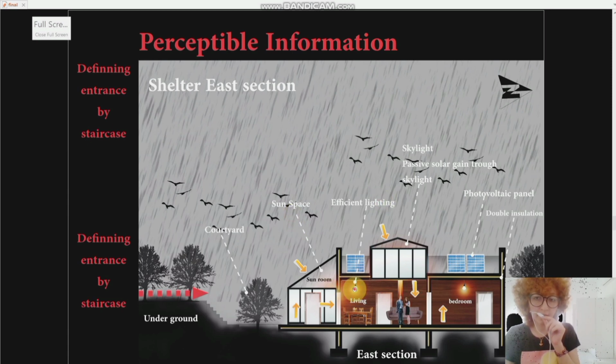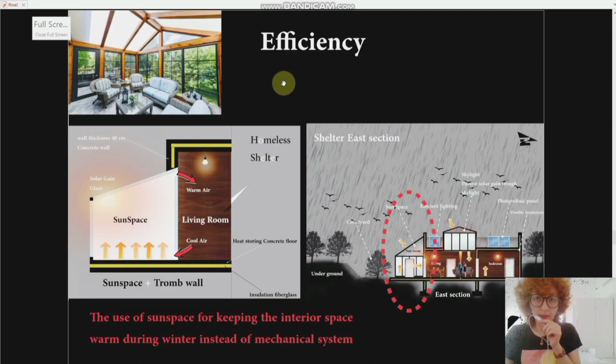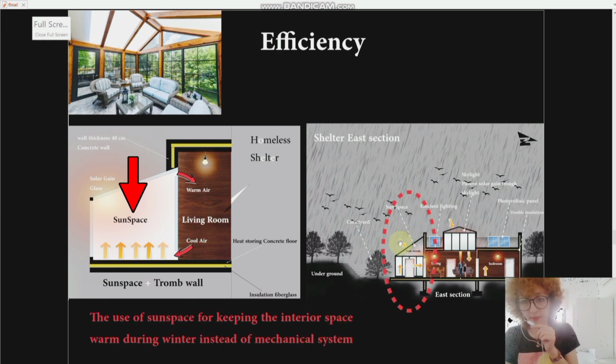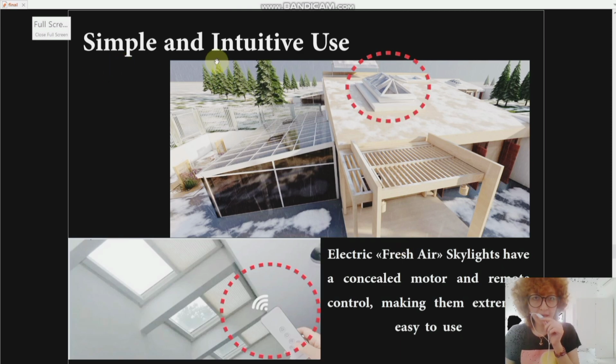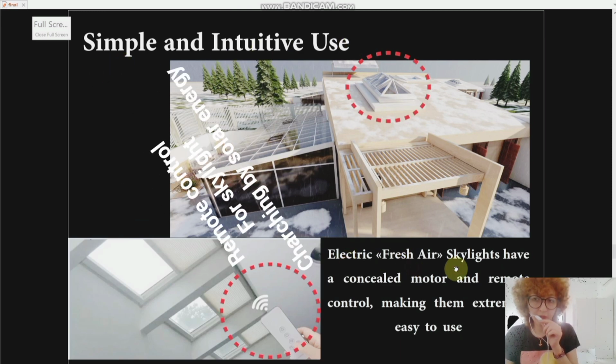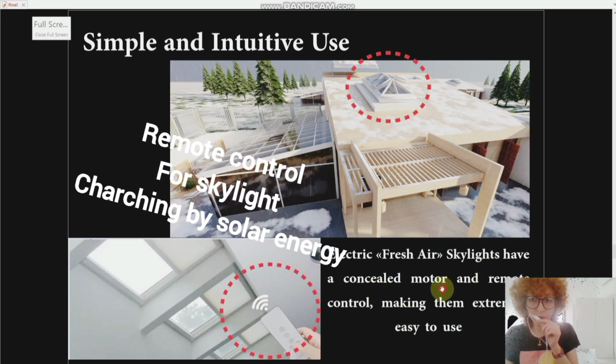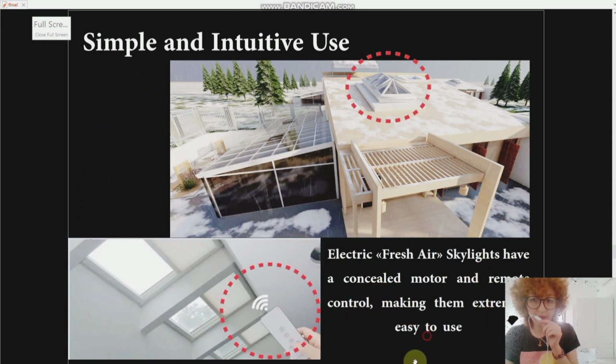You can see efficient lighting, a skylight, double insulation, trombe wall. In the next slide, I will talk about efficiency. You can see the trombe wall and sun space. The use of sun space for keeping the interior space warm during winter instead of mechanical heating. About simple and easy to use, the use of an electronic and remote control skylight. It's pretty simple and easy to use.